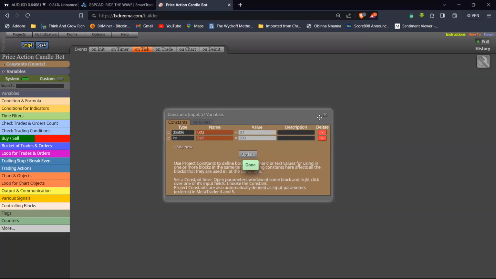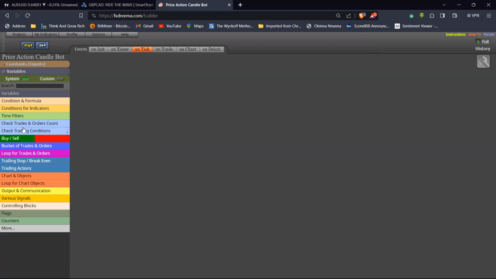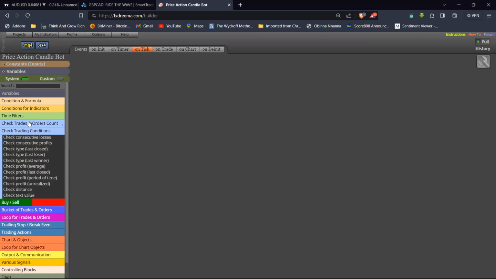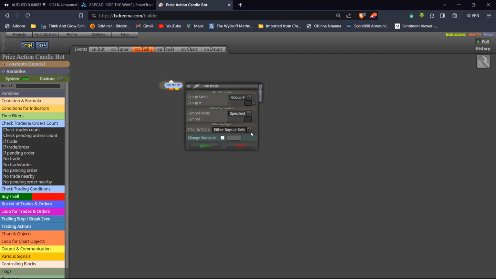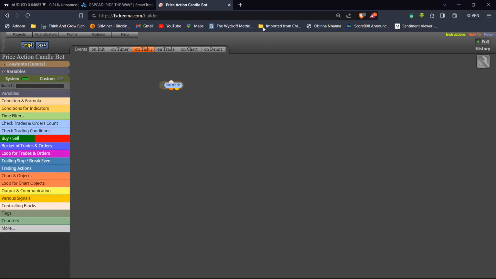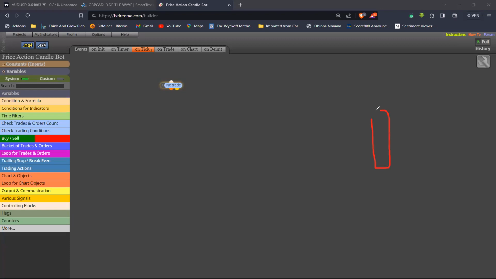What we'll do is begin by checking for trade conditions. If there are no trades, we want to make sure that we're looking at no trade buys or sells. If there are no buy or sell trades, then now ask yourself, how do you set the condition for, let me withdraw this so that we can reference it, for example, a bullish engulfing.